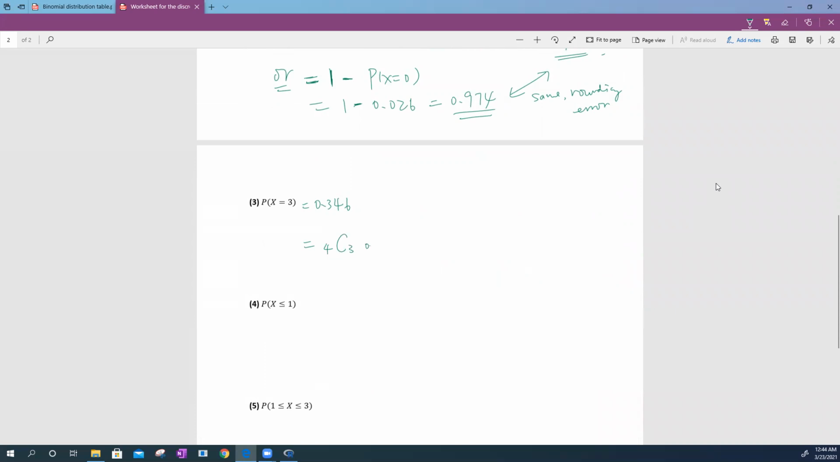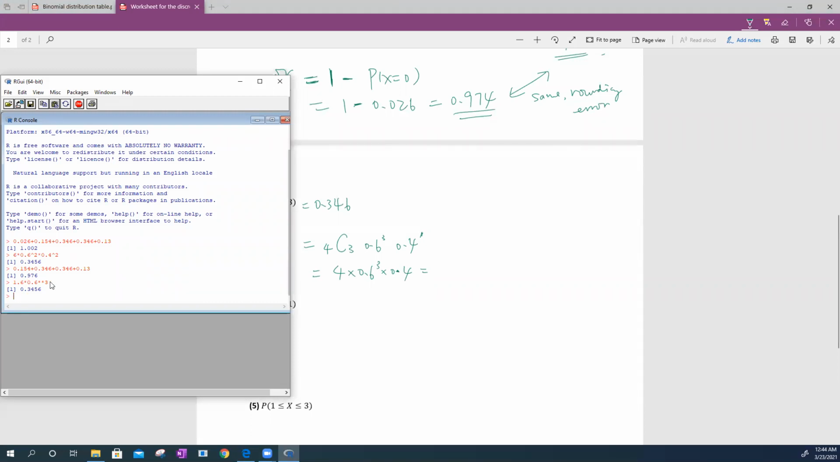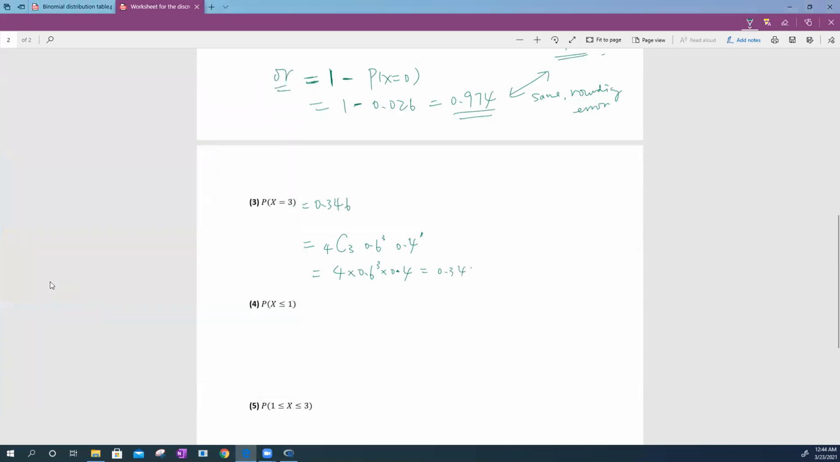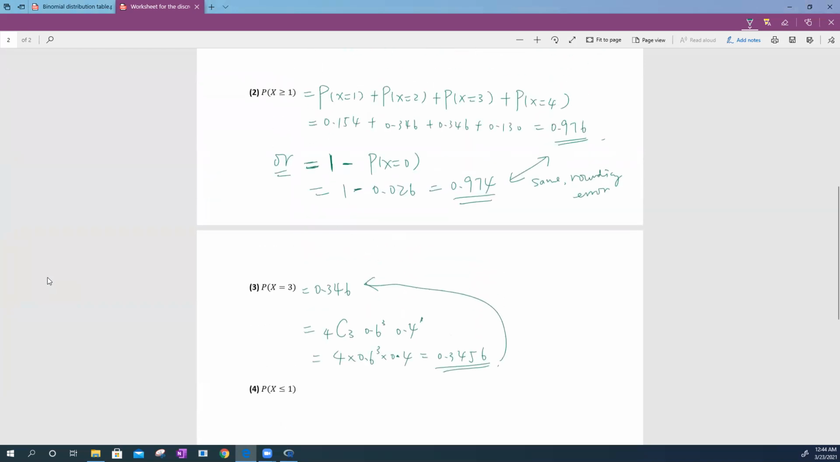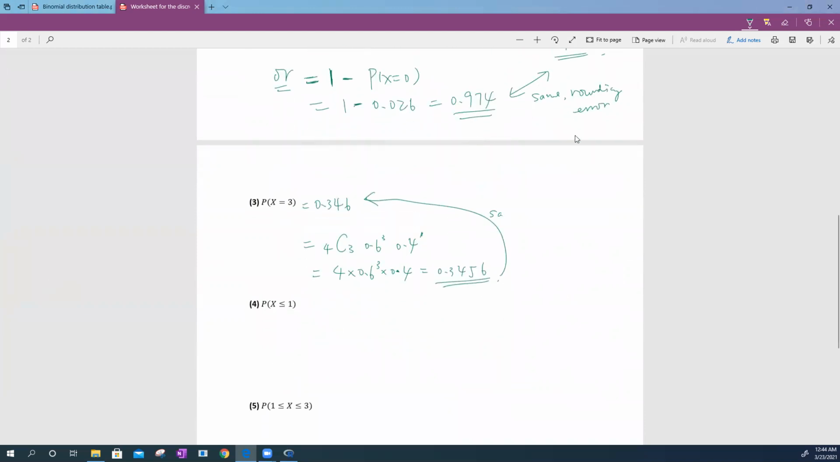4 choose 3, 0.6 to the power of x, 1 minus 0.6, that's 0.4 to the power of 4 minus 3, that's 1. So that's 4 choose 3, which is the same as 4 choose 1, right? N choose r is the same as n choose n minus r. So 4 choose 1, that's just 4. So 4 times 0.6 to the third power times 0.4. So then that's 0.3456. And rounding to 3 decimal places by the table, then you got 0.346. Again, either way, you get the same result.